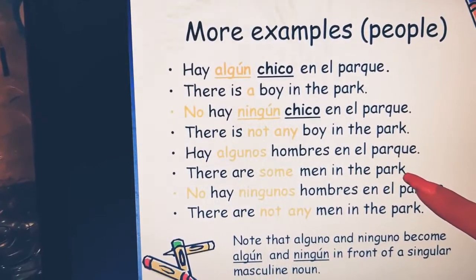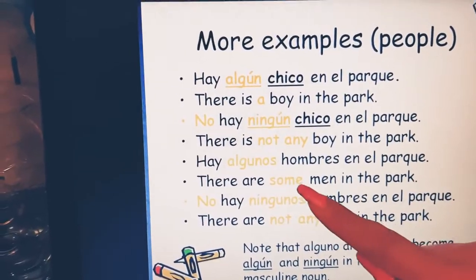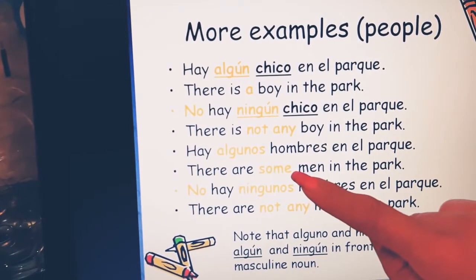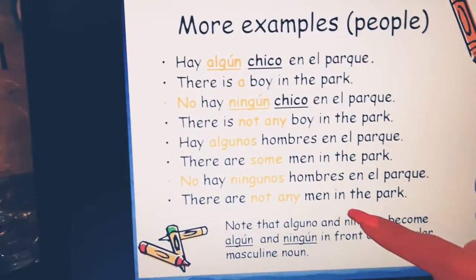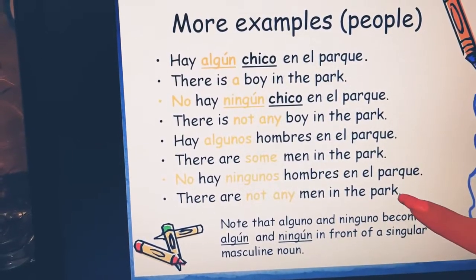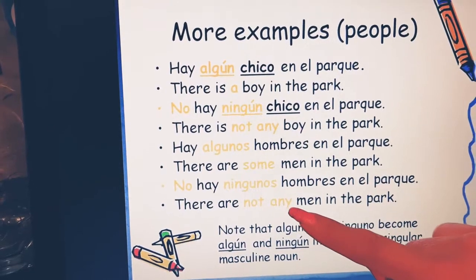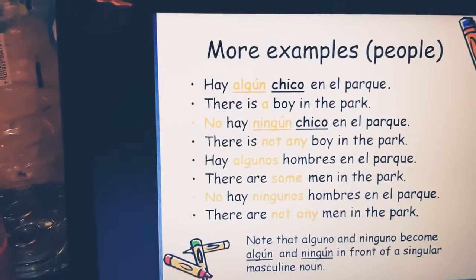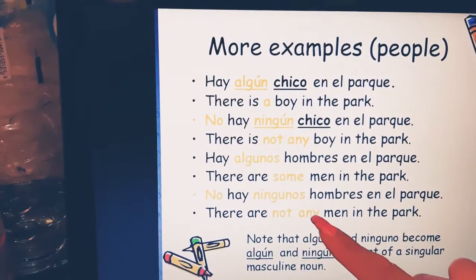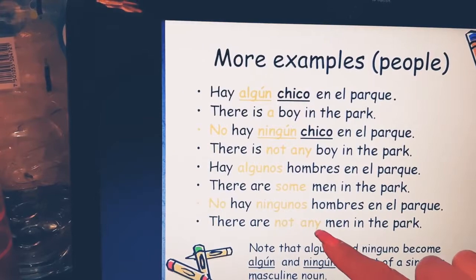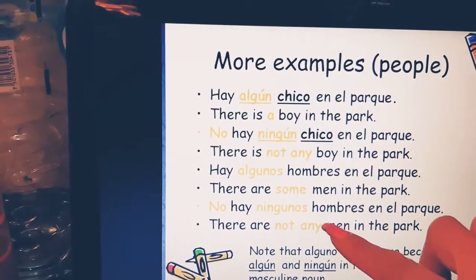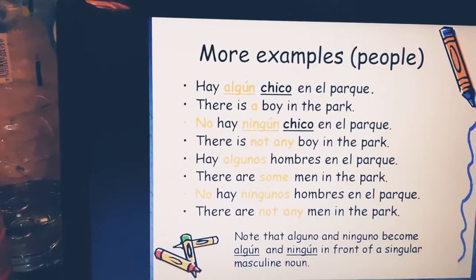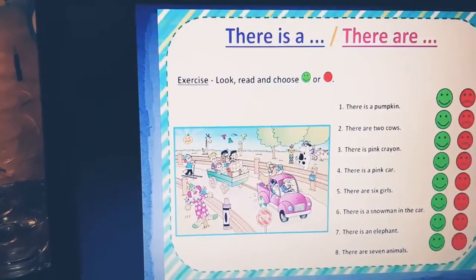So next one, there are some men in the park. One more time, I have the translation for this one, and you can use some when it's plural, never in singular. Finally, there are not any men in the park. One more time, we use any when it's plural, okay? You can use any in affirmative plural and in negative, but never in affirmative singular, okay? Well, we continue with another example.